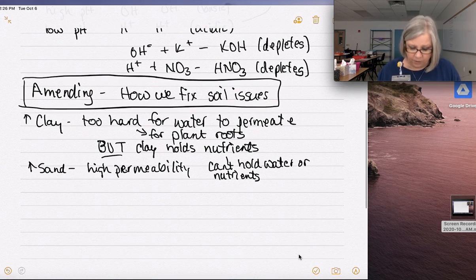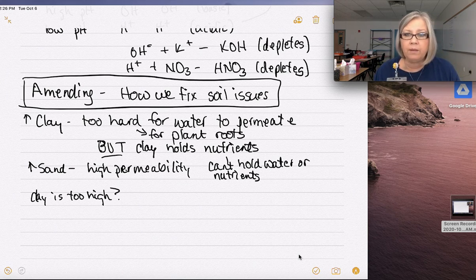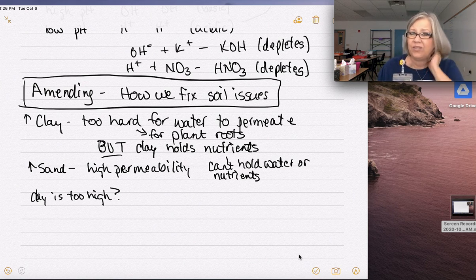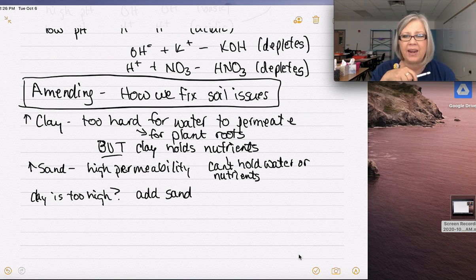So how do we fix these problems? What if clay is too high? How are we going to amend this? Well, the way we're going to amend it is we're going to have to add something to it. What do you think we're going to add? Well, you got a couple of options. The first one is you can add sand. All right, so when you add sand, it's going to help to loosen up that clay. But it's kind of problematic because if you've ever done any sort of concrete work, essentially you're putting clay and sand together.